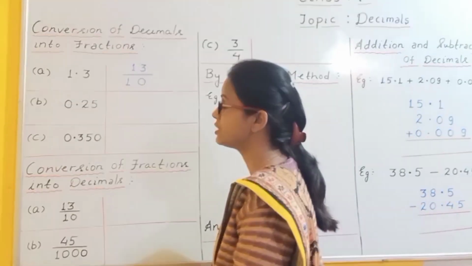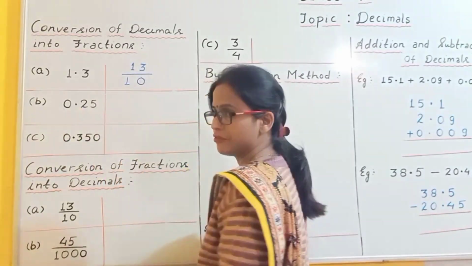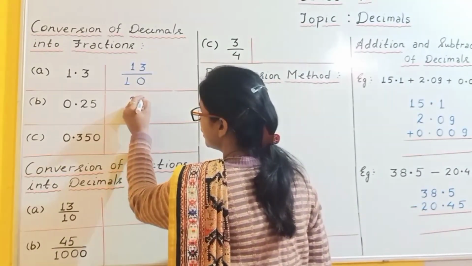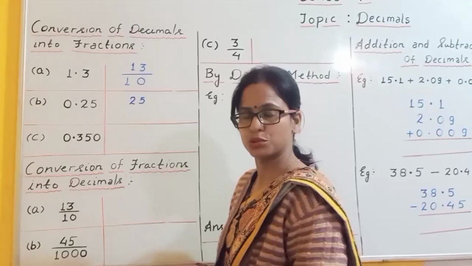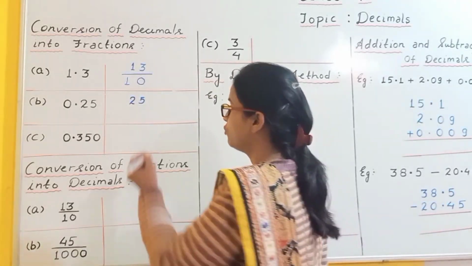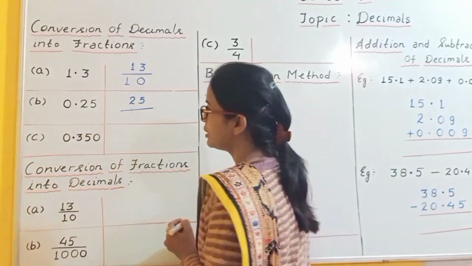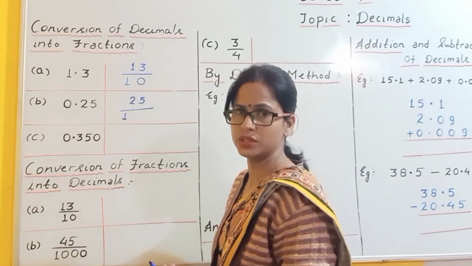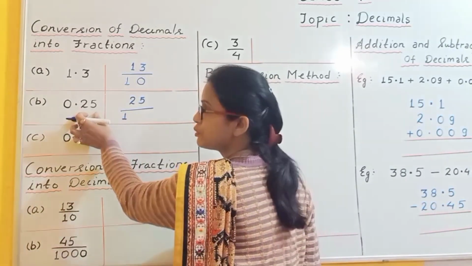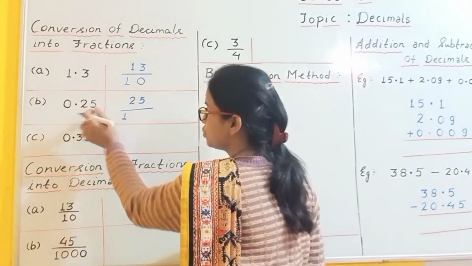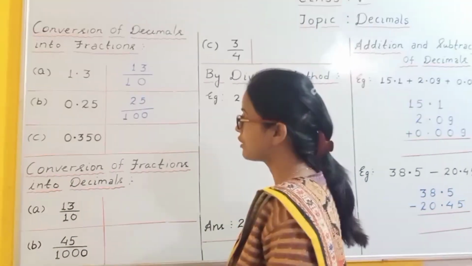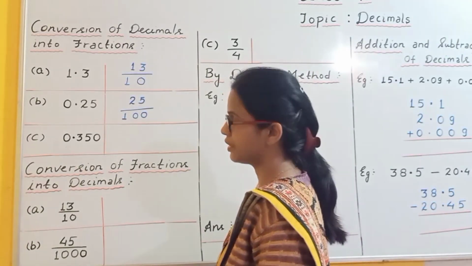Okay, next children is 0.25. Again, the numerator will be formed by removing the decimal. So 25 is the numerator. Now we'll form the denominator by putting the number of zeros according to the number of decimal places, that is 2. So we'll put 2 zeros after 1. It means the fraction is 25 upon 100.